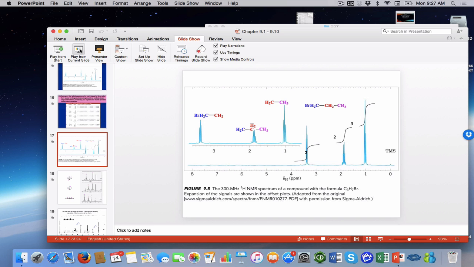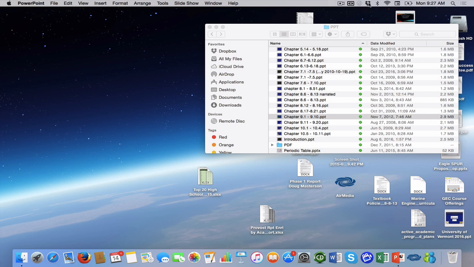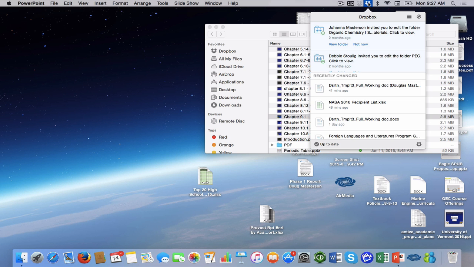Believe me, it gets easier with practice. This week is the NMR in lab, right? Yeah.